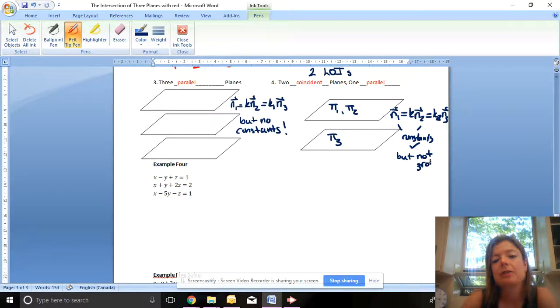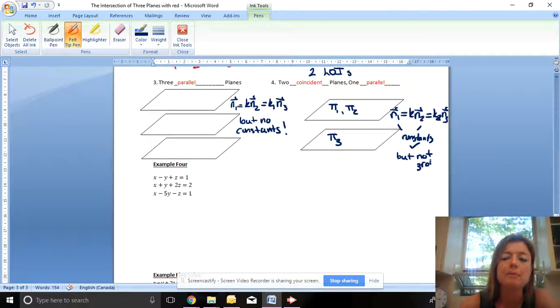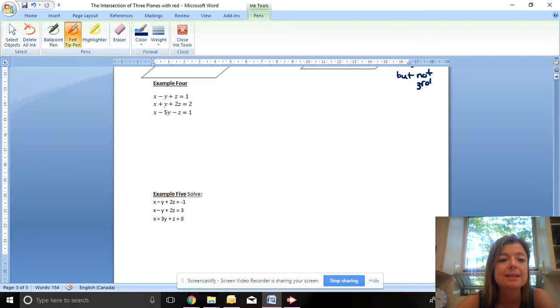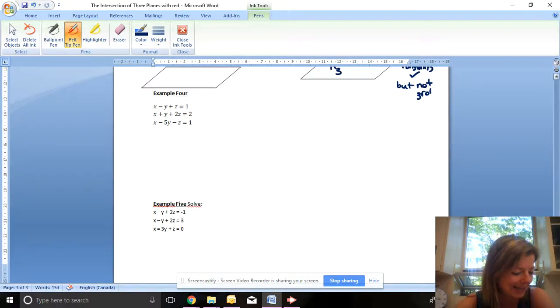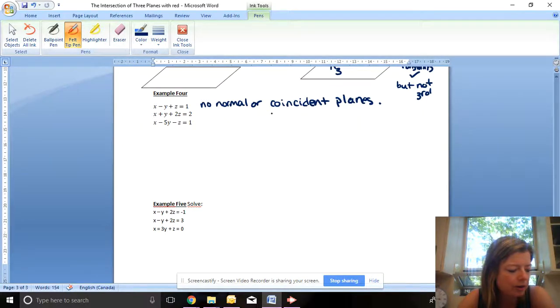So really, you just got to keep your thinking hat on and be able to analyze the normals and any scalar multiples and think about what that really means, determine what the possibilities for the cases are, and then get her done. Okay, so what happens here? Let's always analyze the normals first. So notice that there are no parallel or coincident planes here. When that happens, there's actually only 3 different options that it could be.